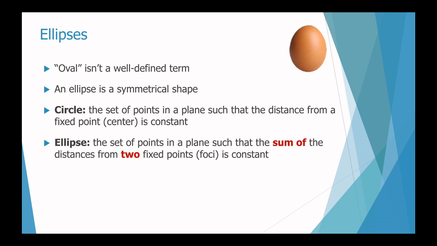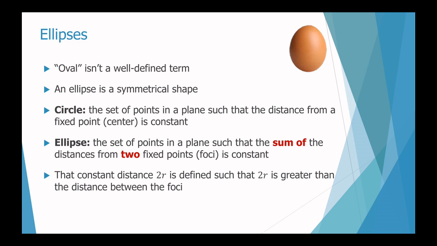That's going to hold true with the ellipse. So the ellipse is a set of points in a plane such that the sum of the distances from two fixed points we call foci is constant. Foci is the plural of focus, like cacti is the plural of cactus. So same idea, the other way around. We have two fixed points, and the sum of the distances from there is how we will define the ellipse.